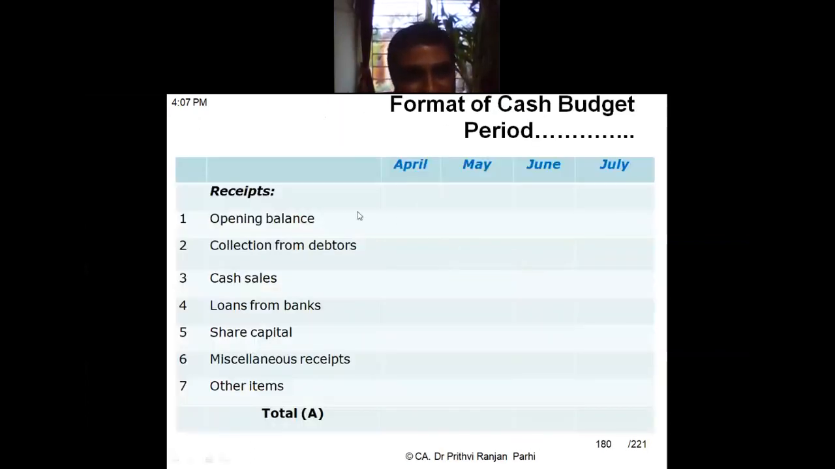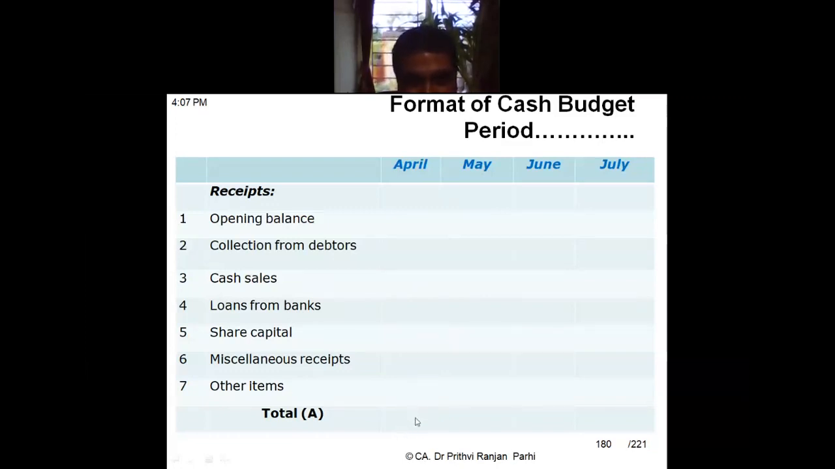This is the format we use for every month. We first find out the opening balance, then you see these are the receipts. Please read out the receipt items here. Collection from debtors, cash sales, loan from bank, share capital, miscellaneous receipts, and other items. So every month, we take the opening balance, then all the collections. So the total receipts are this.